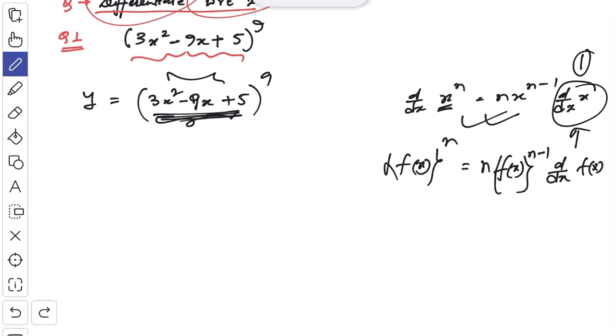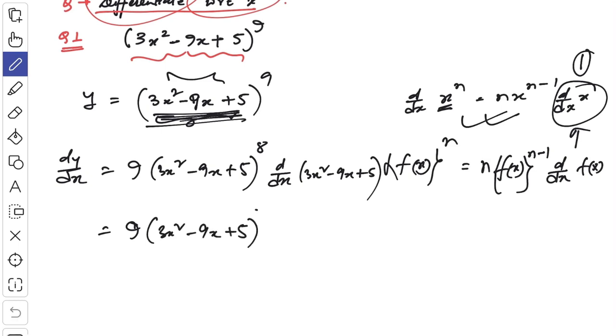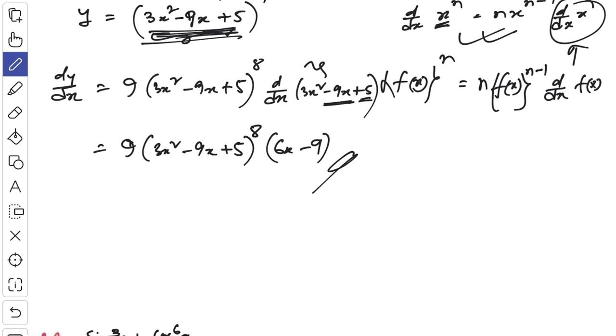So now here dy by dx will be 9 into (3x² − 9x + 5) to the power 9 minus 1, and that's going to be 8. And if you differentiate it, the derivative of this 3x² − 9x + 5, then what are you going to have? 9 into (3x² − 9x + 5) to the power 8, and the derivative of 3x², that's going to be 6x. Then the derivative of −9x is −9, and the derivative of 5, that's a constant, so the derivative of a constant is 0. So this is the result we have got. Now let's move on to the next question.